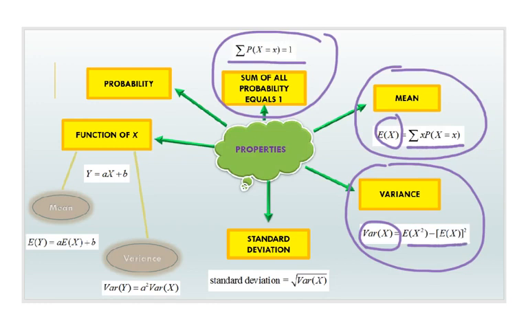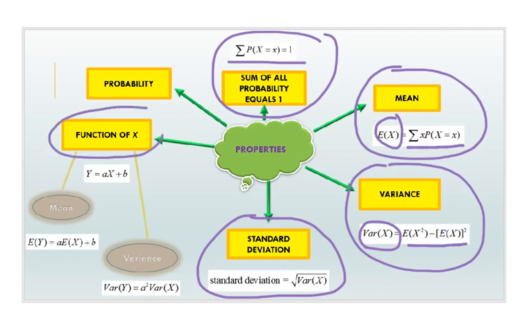The fourth property is the standard deviation. If you already have the variance, to come up with the standard deviation we need to take the square root of the variance, which is the third property that we calculated. And the fifth property of the probability distribution is the function of x. Whenever you are given a function of x, we usually represent it with y. So y equals ax plus b.